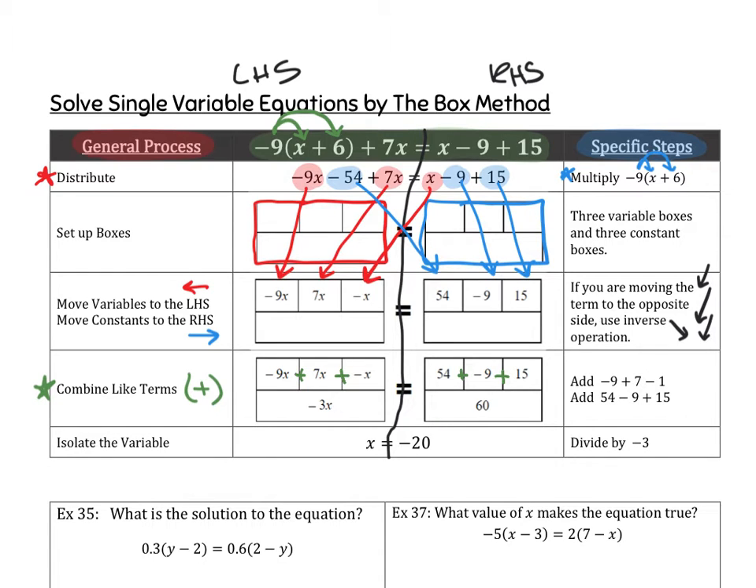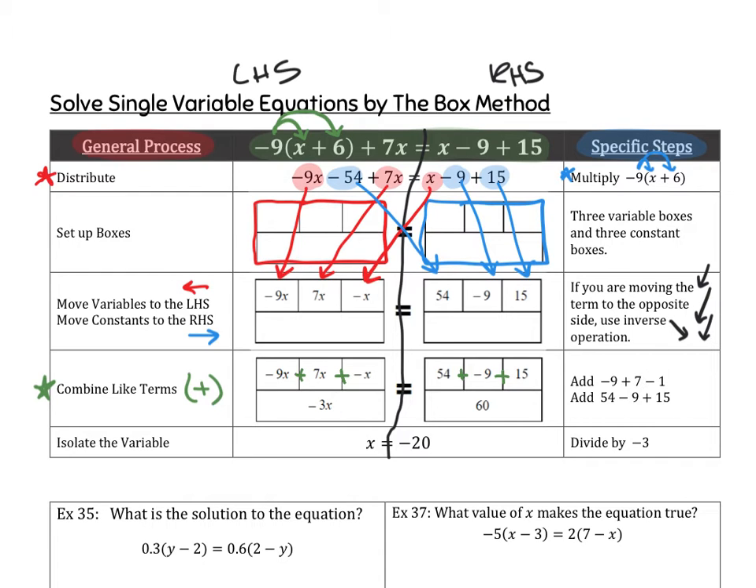Let's just make sure we've got that calculator skill. Now let's check on the other side. So we would also add the numbers on the other side. 54 plus negative 9 plus 15. Let's make sure we've got those calculator skills. Did we get 60 when we added those things together?